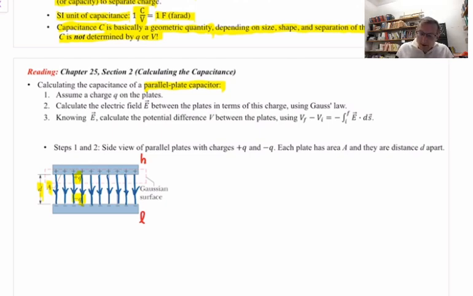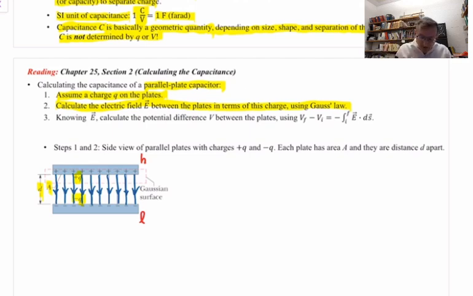All right, so we've got a charge Q on the plates. What that really means when we say that is plus Q on one plate and minus Q on the other. Now we're going to calculate the electric field E between the plates using Gauss's law. We've actually already done this in chapter 23, found the electric field between two oppositely charged parallel conducting plates. But I'm going to go through this calculation again because I think it's good practice.